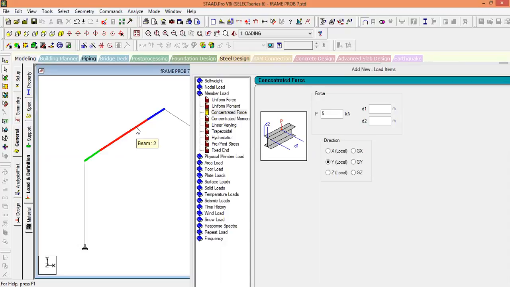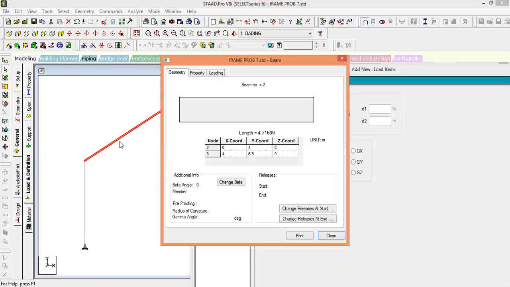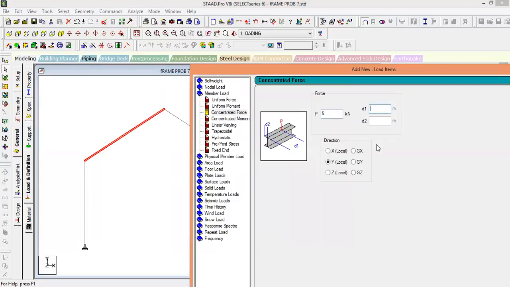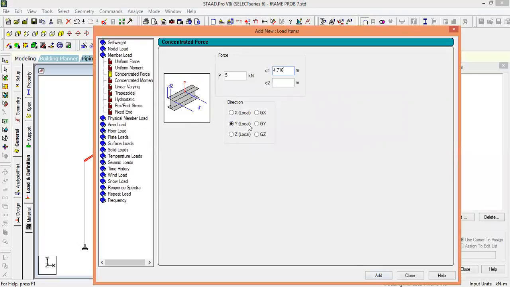Let us see where it is. What is this length? If I double click on this, the length is 4.71. I will consider 4.716. Okay, 4.716. That is also local positive y direction.